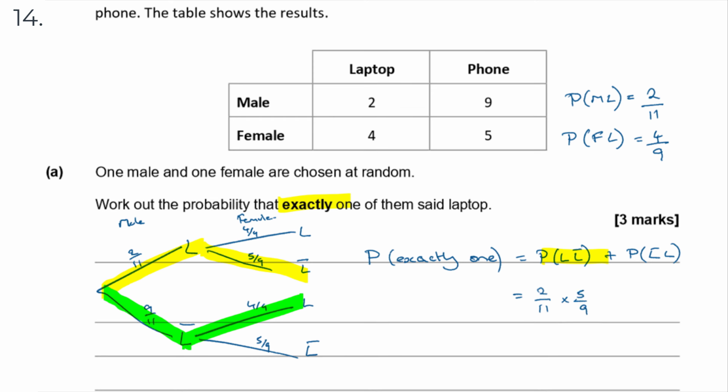And then the probability of not laptop, laptop. So boy not laptop, girl laptop. That was going to be the green route. So that is 9 over 11 times 4 over 9. Okay, so what's that then?